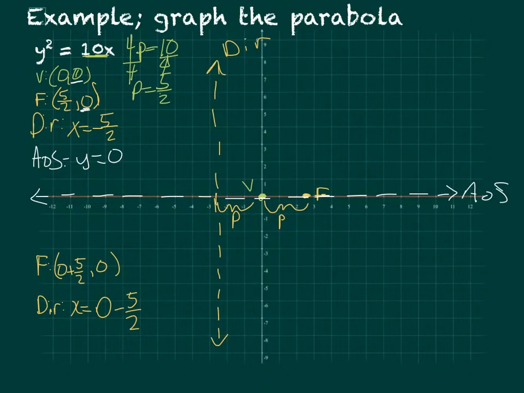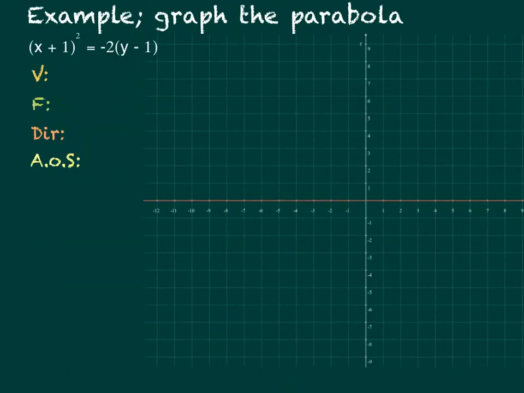Okay, so once I have these things drawn, then I can pretty easily draw my actual equation. My actual equation, or my actual graph, is going to be the vertex, and it's going to curve around my focus. So it's going to look something like that.